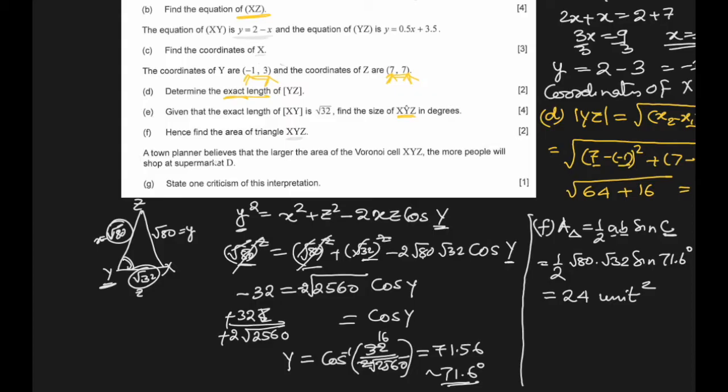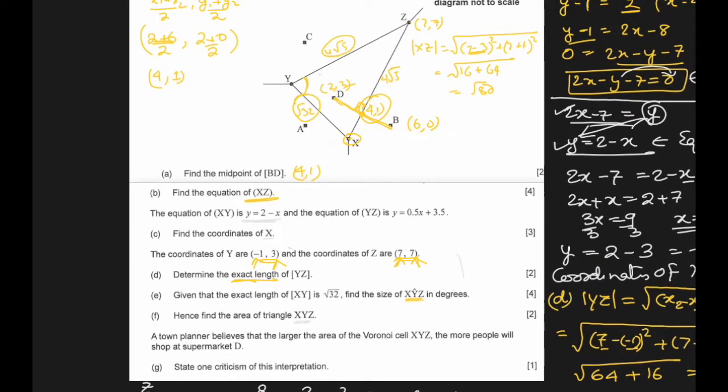Next, a town planner believes that the larger the area of Voronoi cell XYZ, the more people will shop at supermarket D. Let's see what he's saying. State one criticism of this particular. So this is D. State one criticism.